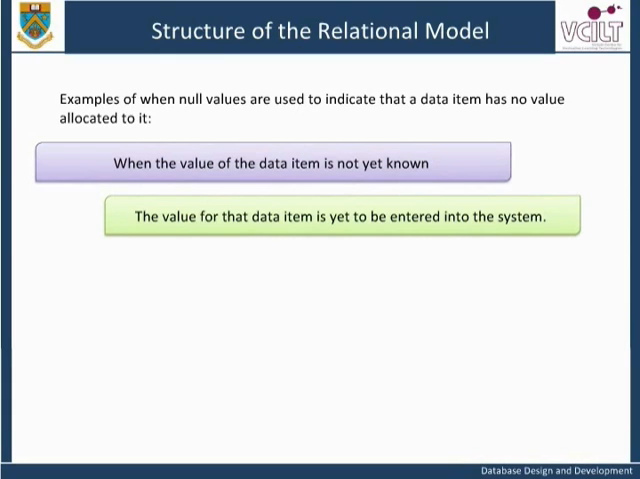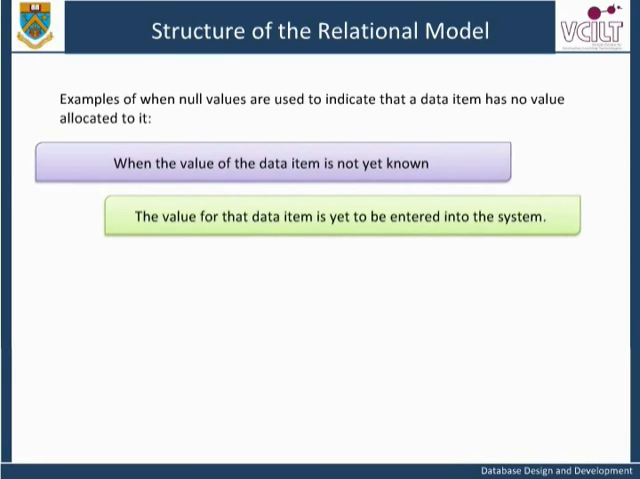This would mean that all employees who are not sales staff would have the value of their commission column set to null, indicating that they are not paid commission. The use of null in this situation enables us to represent the fact that some commissions are not set to any specific value because it is not appropriate to pay commission to these staff.